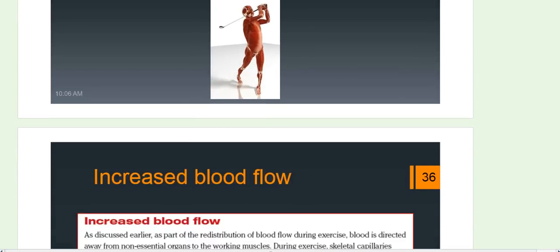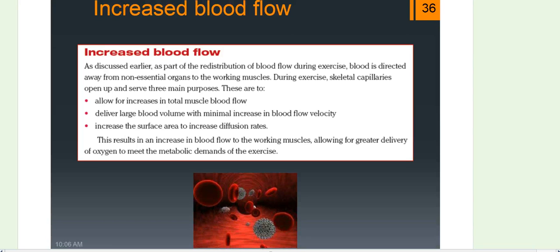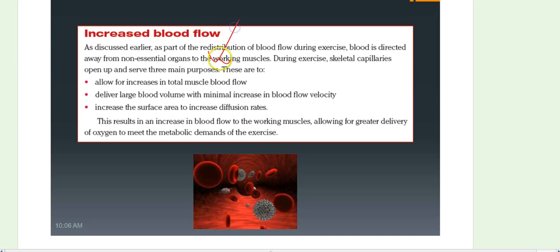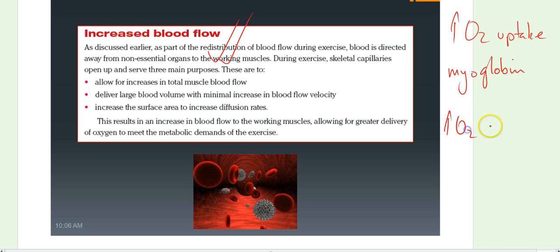So looking at some acute muscular responses, we do have an increased blood flow surrounding our muscles, through our muscles, and what that's going to allow us to have is increased oxygen uptake by the muscles. That's with the myoglobin. And then we'll have an increase in oxygen consumption. And remembering, oxygen consumption refers to the use of oxygen for energy production.